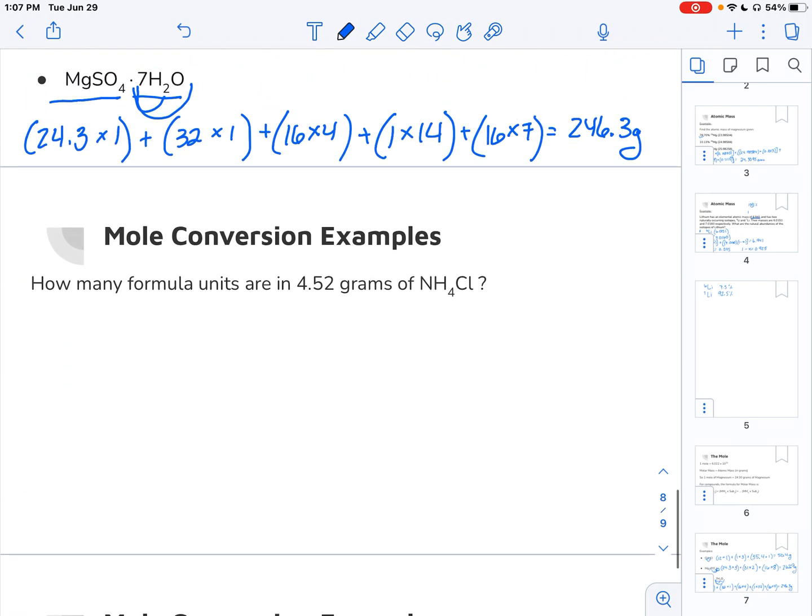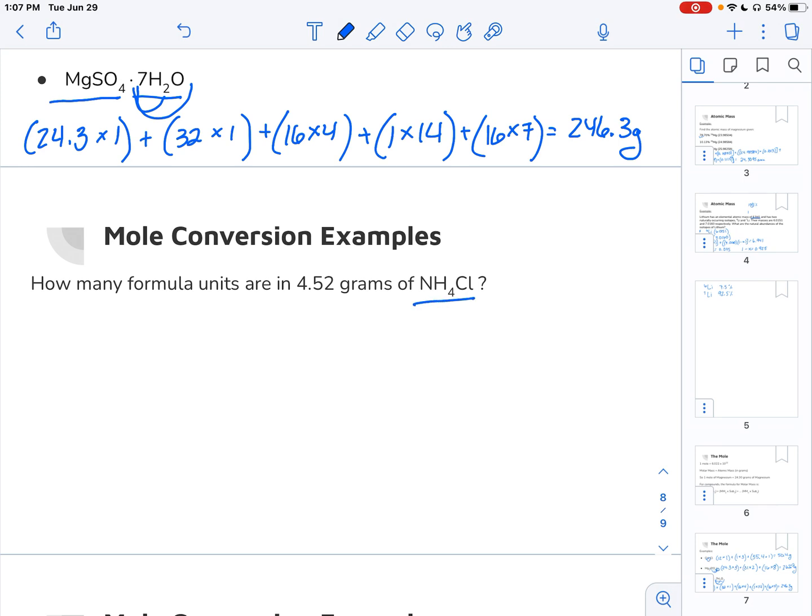So the last 2 problems I'm going to do are mole conversions. This is also known as composition stoichiometry. And all that means is that it's stoichiometry, but there's just one substance in the problem. So we have composition stoichiometry and reaction stoichiometry. Reaction will have you going from one substance to another. Here you'll see there's just one substance in the problem, ammonium chloride.